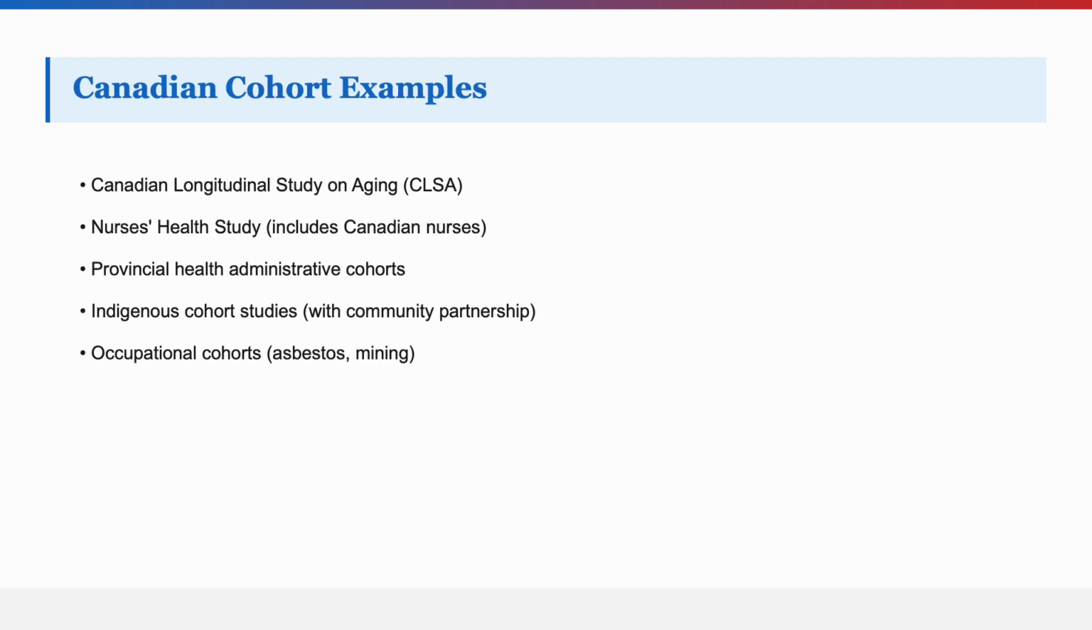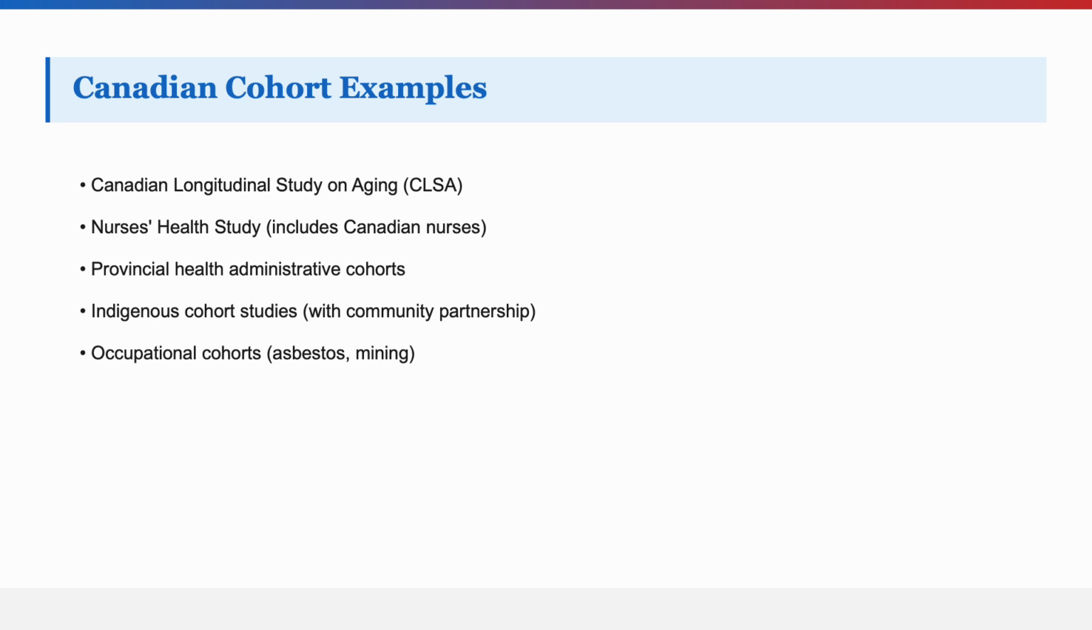Let me highlight some Canadian cohort studies relevant to healthcare management. The Canadian Longitudinal Study on Aging, or CLSA, is one of the largest research platforms in Canada. It's following about 50,000 Canadians aged 45 to 85 at baseline, collecting biological, medical, psychological, social, and economic information. This will inform healthy aging policy for decades.